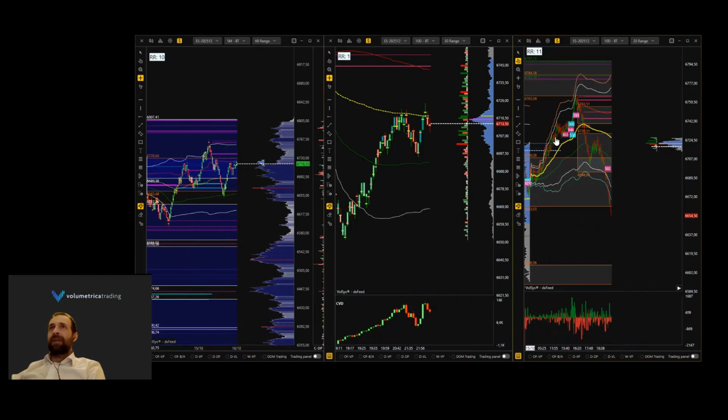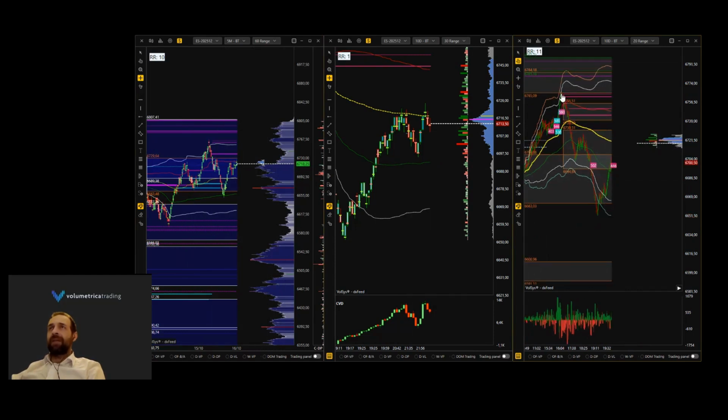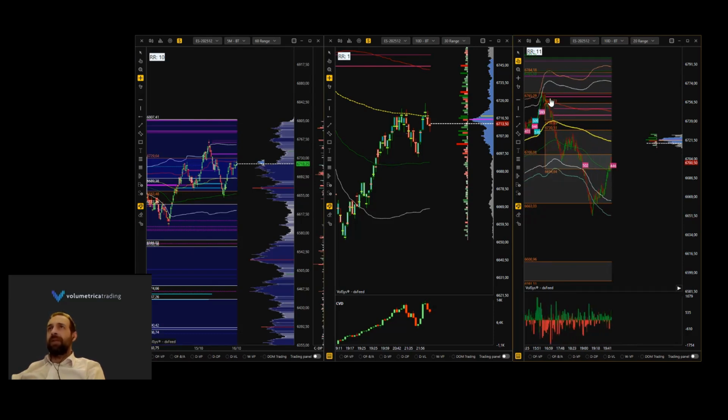It went on to test a very significant area at 6,755 to 65, this whole 10-point zone that we see here. Up here, there was a rejection that was absolutely noteworthy, both from a structural standpoint and from an order flow perspective. From this point there was a bearish attack, an absolutely significant one.